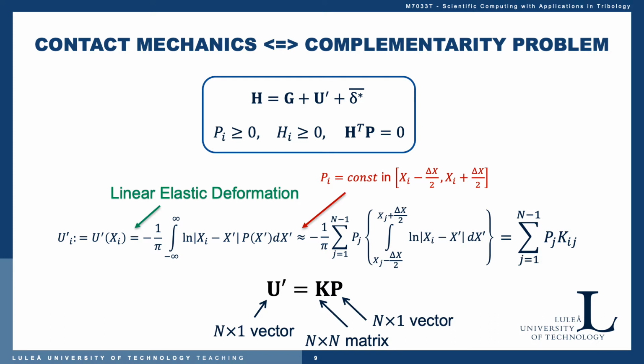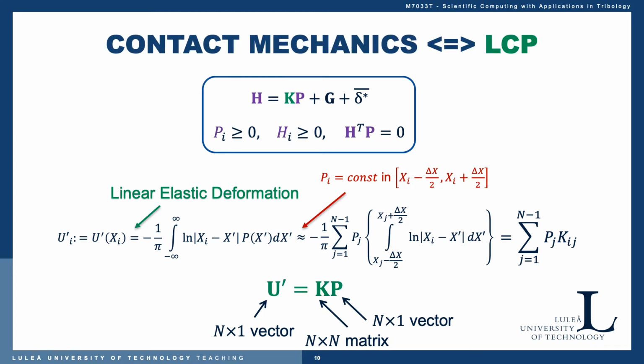And we have seen we can express U prime, the auxiliary deformation expression, with a kernel matrix times the discretization of the pressure. And it depends on how we discretize the pressure, what coefficients we find in the kernel K. Now the linear relationship between P and U prime via the kernel matrix K makes it possible to state the contact mechanics complementarity problem as a linear complementarity problem in this way.